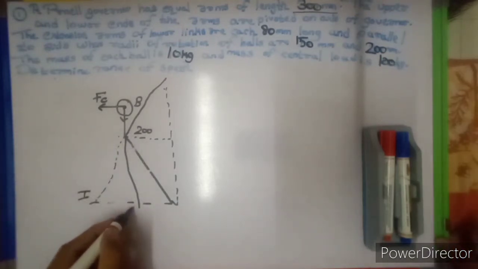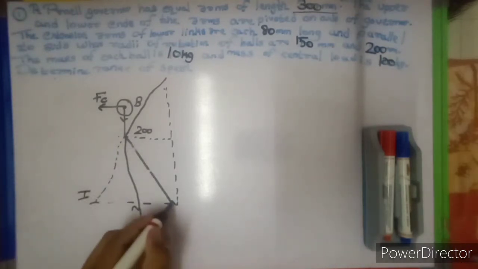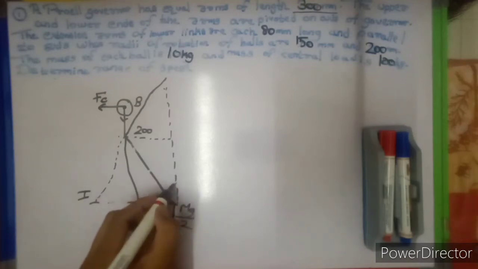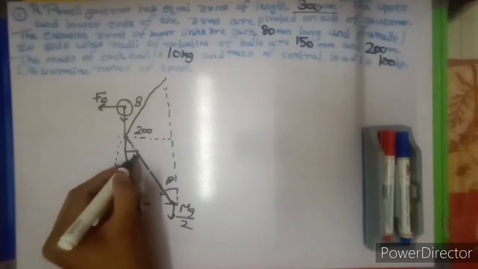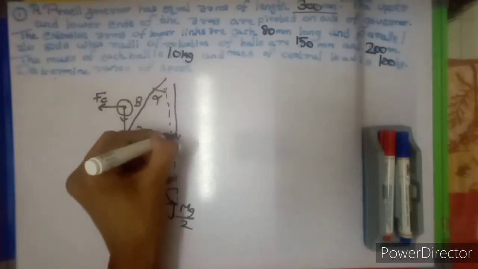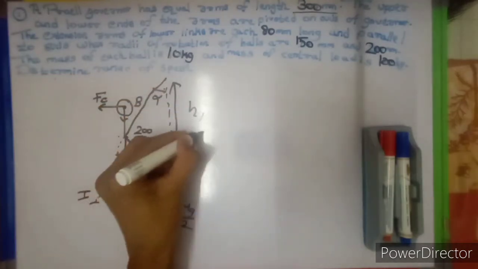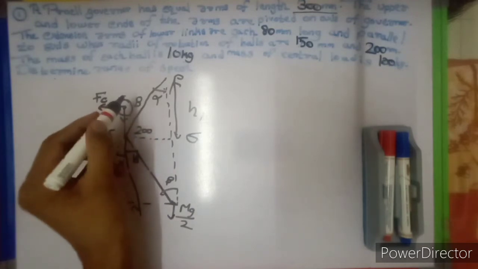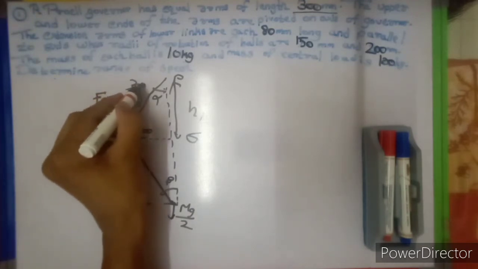And mg by 2. This is beta, so this is beta. This is alpha. This is alpha. This is height of governor H1. This is G. This is P. This is F. This is 300.